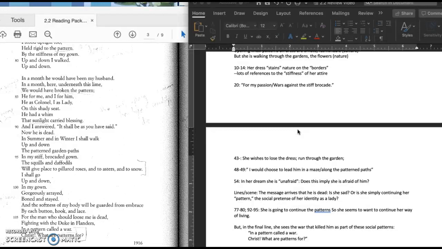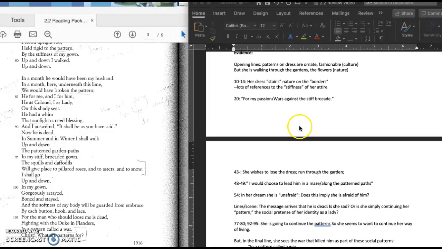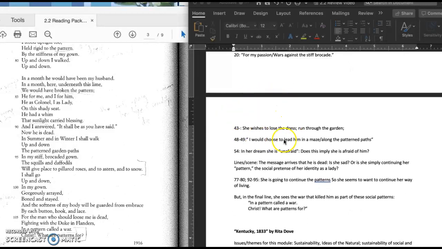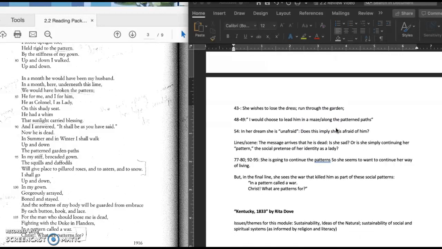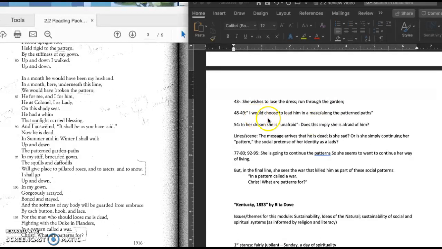So I've talked about a lot of evidence for it. I'll let you look through the evidence and find these things in here. I've noted some lines. She wishes to lose the dress and run through the garden. So garden clearly represents freedom in these lines. I would choose to lead him along the patterned paths. As I mentioned, lines 48 and 49.